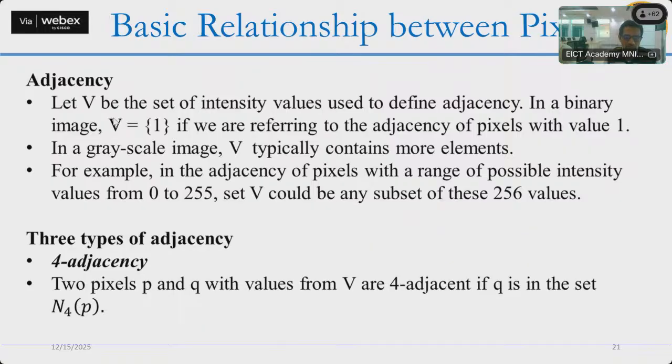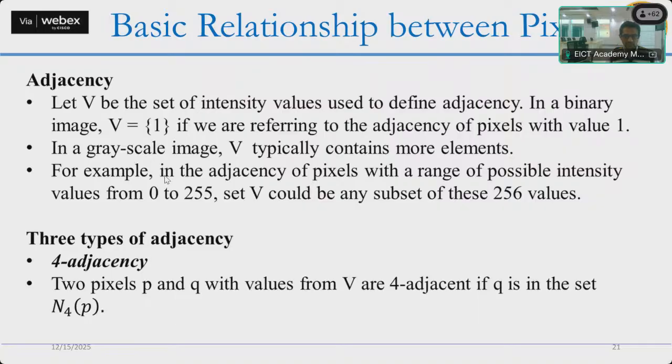Now we come to adjacency. Let capital V be the set of intensity values used to define adjacency. In a binary image, V equals 1 if we are referring to the adjacency of pixels with value 1. In a grayscale image, V typically contains more elements.